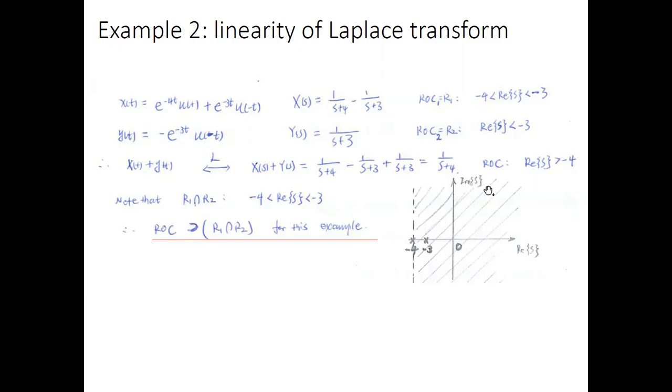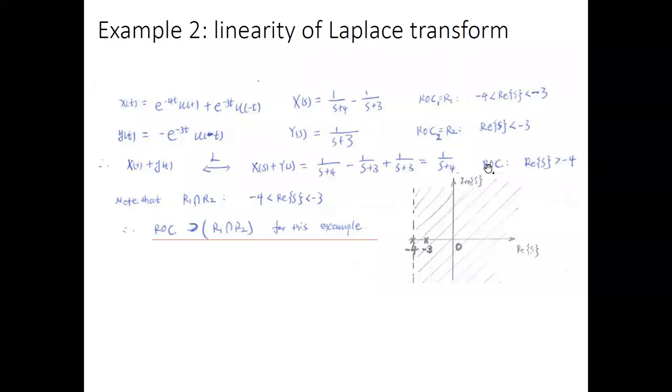Now we can compare the region of convergence and R1 intersecting R2. R1 and R2 are already listed here. Notice that R1 itself is a subset of R2, right? R1 is smaller than R2. So R1 intersecting R2 equals the smaller set R1, which is between minus 4 and minus 3. So this is R1 intersecting R2.